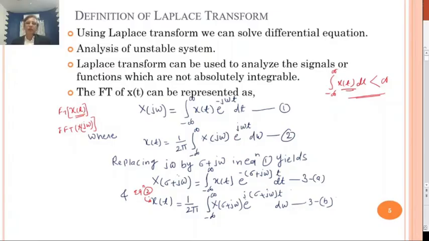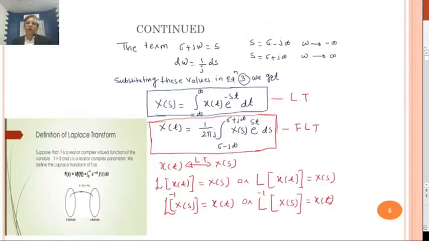Now, replacing j omega by sigma plus j omega in equation 1 and in equation 2, we get equations 3a and 3b. Now, as we know that s equals sigma plus j omega, we substitute s equals sigma plus j omega in equation 3a.